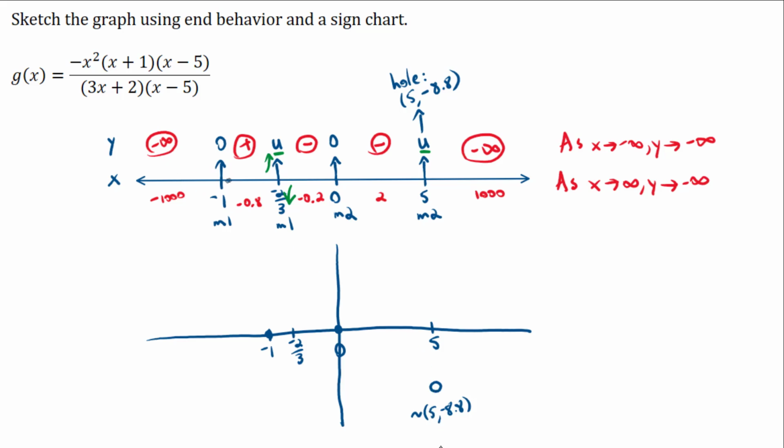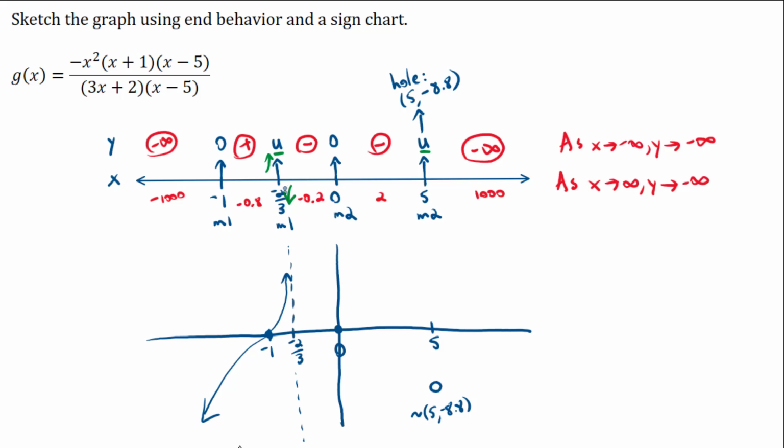Now let's look at our graph. To the left of negative 1, our graph goes to negative infinity. After negative 1, our y values are positive, and then as x gets close to negative 2/3, it goes up forever. So it does this kind of thing. Y goes to positive infinity. What that means is we have what's called a vertical asymptote here. This sort of imaginary line that we can't cross, we just get infinitely close to.